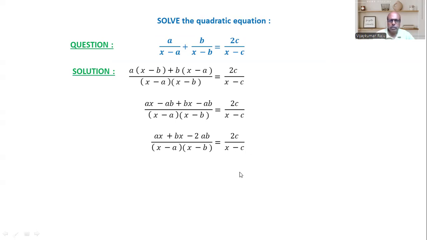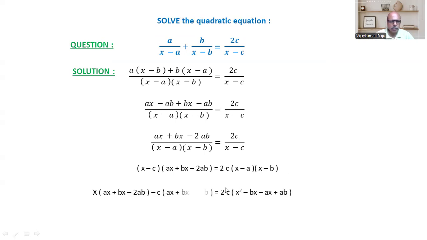Again, cross multiply it so that we remove the denominator. So x minus c into this numerator is equal to 2c into this denominator on this side. So x into this entire bracket minus c into this bracket: x into ax plus bx minus 2ab minus c into ax plus bx minus 2ab is equal to 2c into, open this bracket, that is x into x, x square. x into b is bx, minus sign is there, so it is minus bx. Minus a into x is minus ax. Minus minus is plus, a into b is ab.